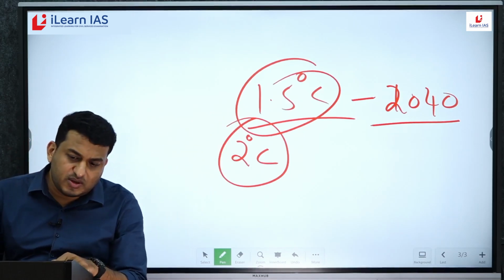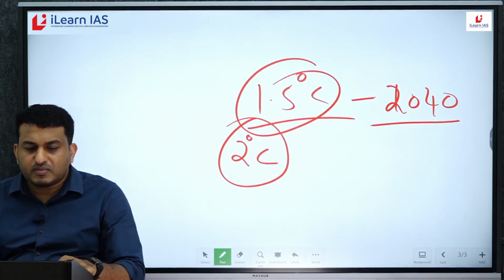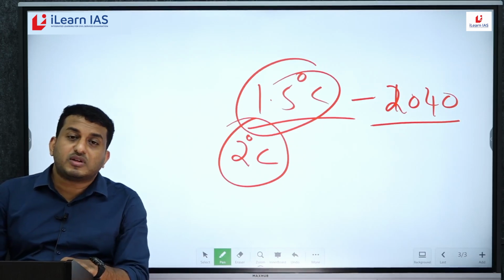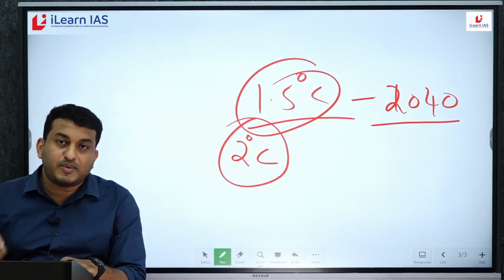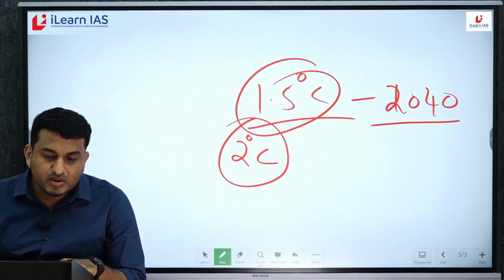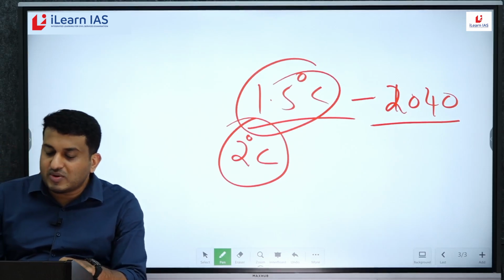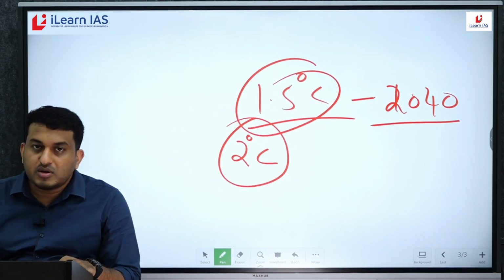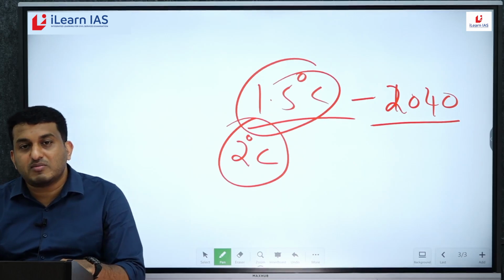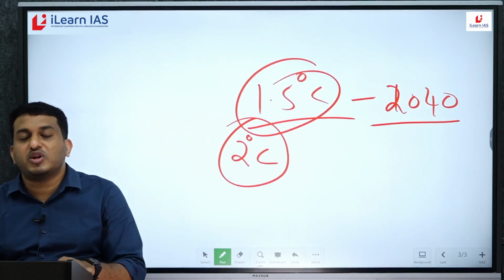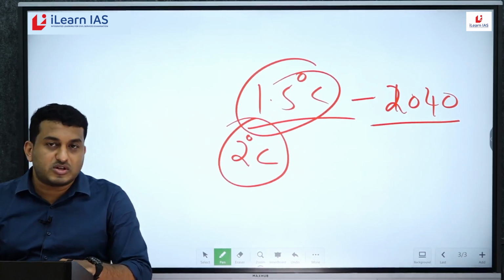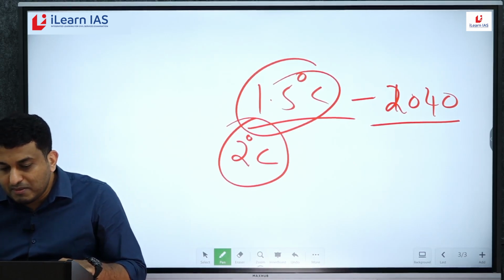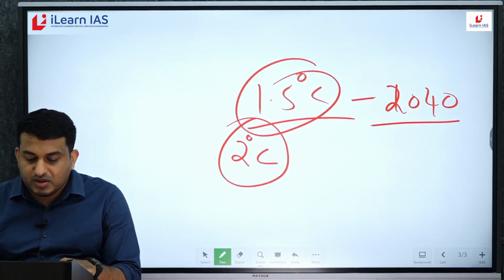What does that mean actually? If I talk about the average temperature of Earth, the average temperature of Earth is 15 degrees Celsius. So we need to limit the rise in the average temperature of Earth to 1.5 degrees Celsius. So the maximum can be 16.5 degrees Celsius or 17 degrees Celsius, not beyond that. This was the target made in the Paris Agreement, right?